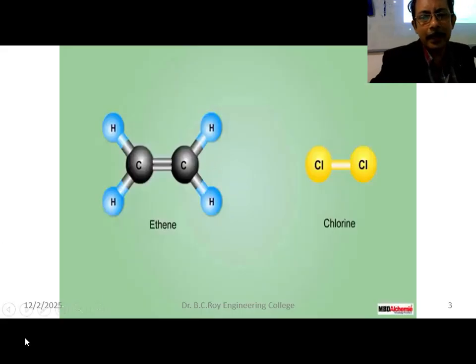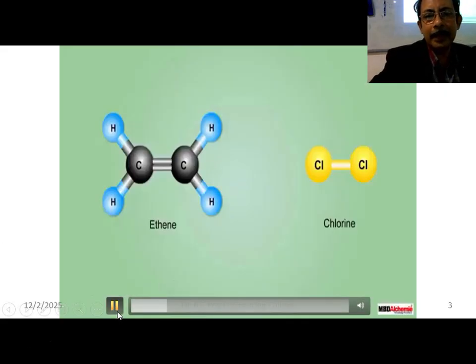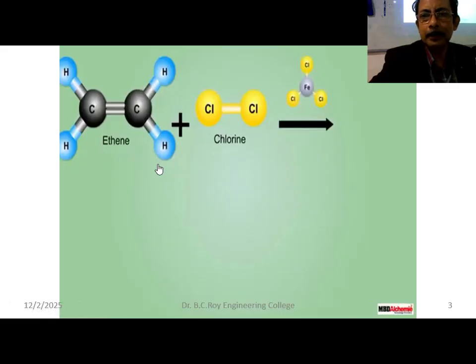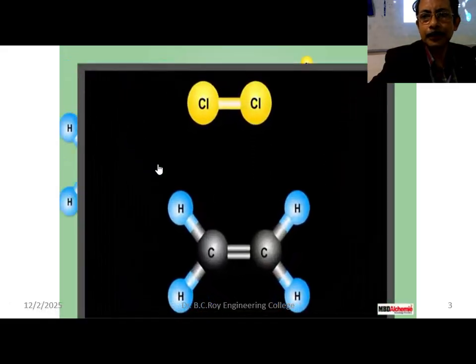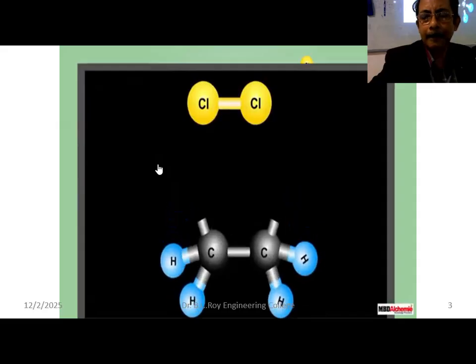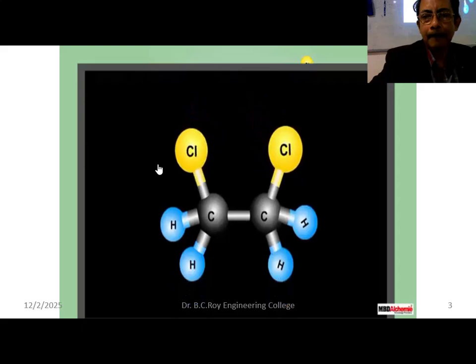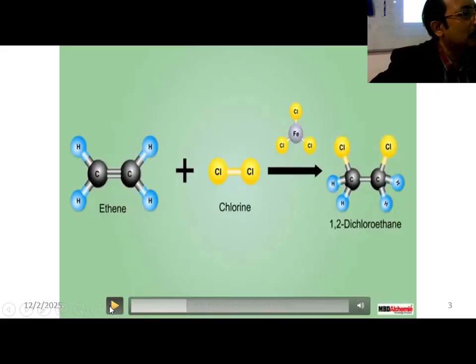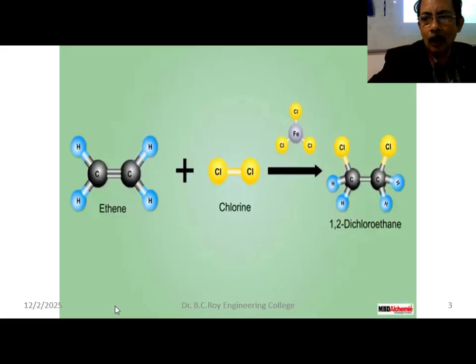Let's go ahead. Some things you can find here also. The presence of the double bond makes ethene quite reactive. When we add chlorine to ethene in the presence of ferric chloride, the double bond of ethene breaks partially. The two carbon atoms in turn combine with one chlorine atom each, thereby completing their valency. The compound so formed is 1,2-dichloroethane.